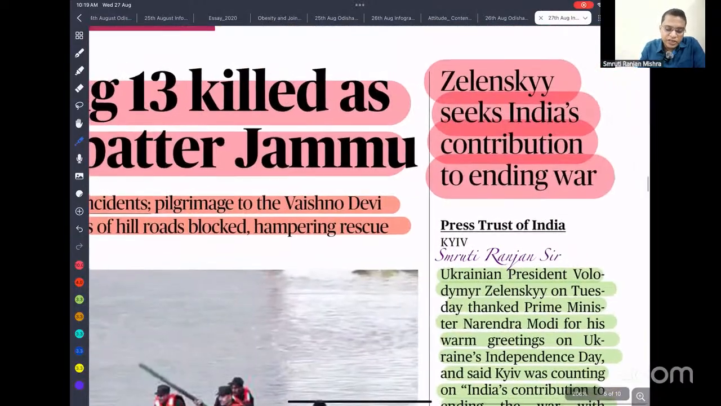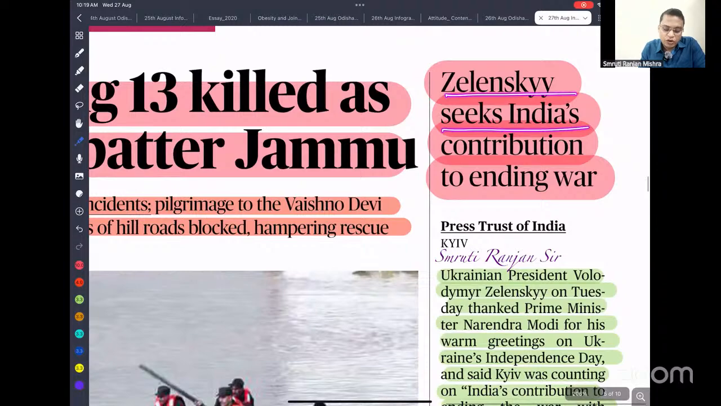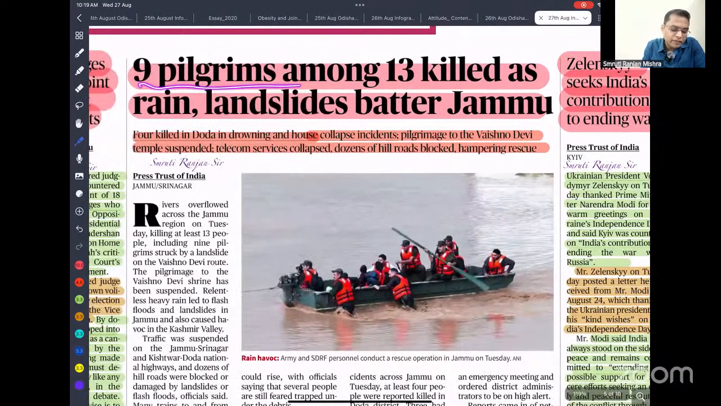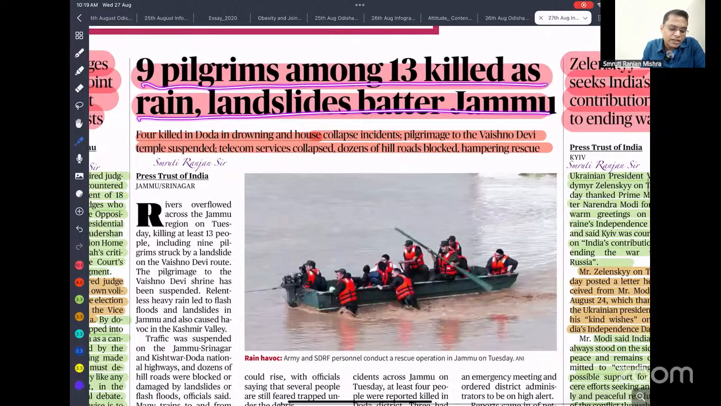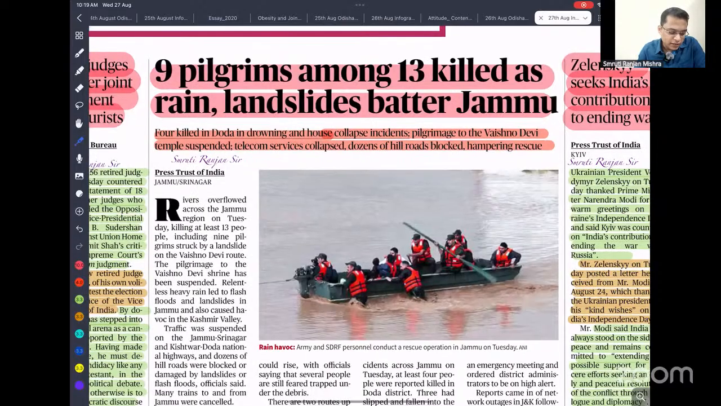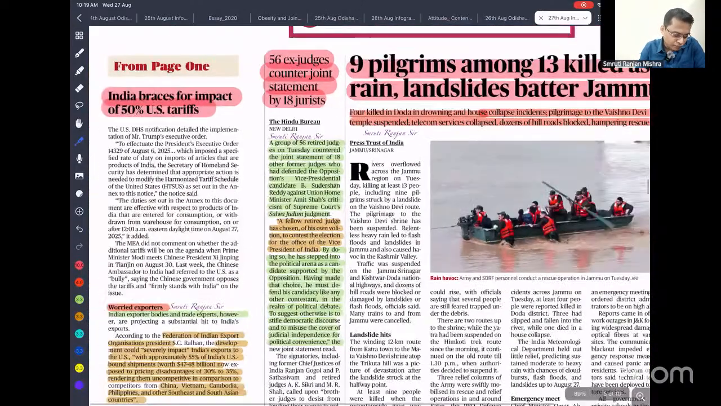Ukrainian President Zelensky seeks India's contribution to end this war. That is very important. Next, 9 pilgrims among the 13 killed as rain and landslides batter Jammu and Kashmir. 4 were killed in Doda in drowning and house collapse incidents, when the Vaishno Devi Yatra was halted and so many people died there.